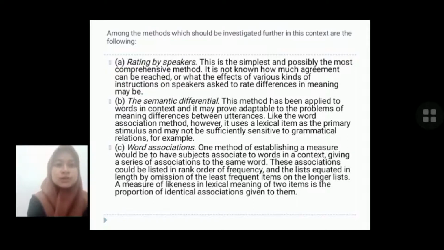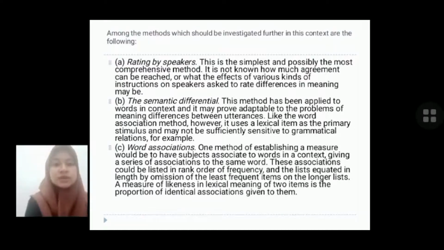Rating by speakers. This is the simplest and possibly the most comprehensive method. It is not known how much agreement can be reached, or what the effect of various kinds of instructions to speaker X to rate differences in meaning may be.